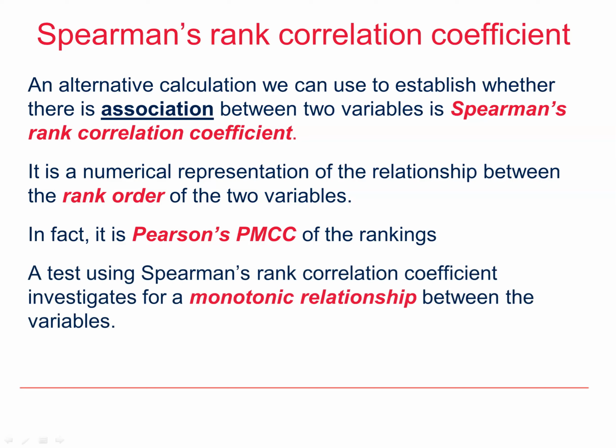It investigates for a monotonic relationship. That means that as one variable increases, the other one increases. Not necessarily perfectly, because otherwise we would have perfect association. But it needs to be at least approximately increasing as one increases, or decreasing as the other increases. What we mustn't have is a situation where the data is clearly going down and then up again. That is not monotonic. But remember that we're not looking for a linear relationship.